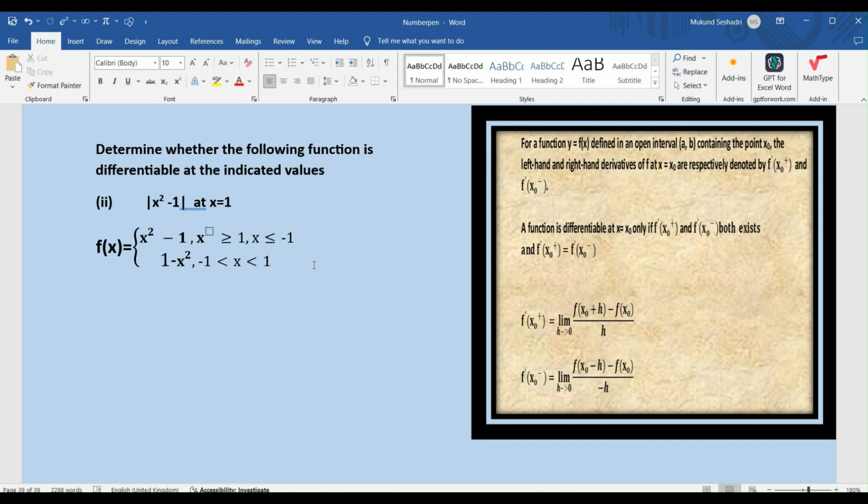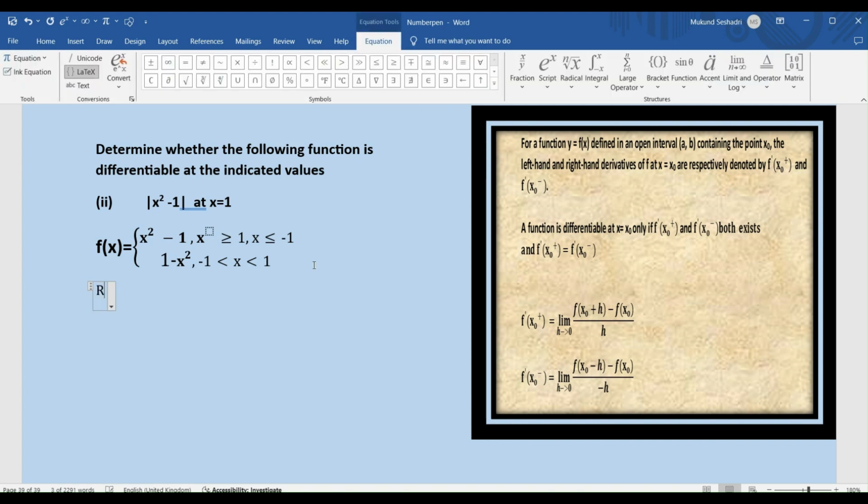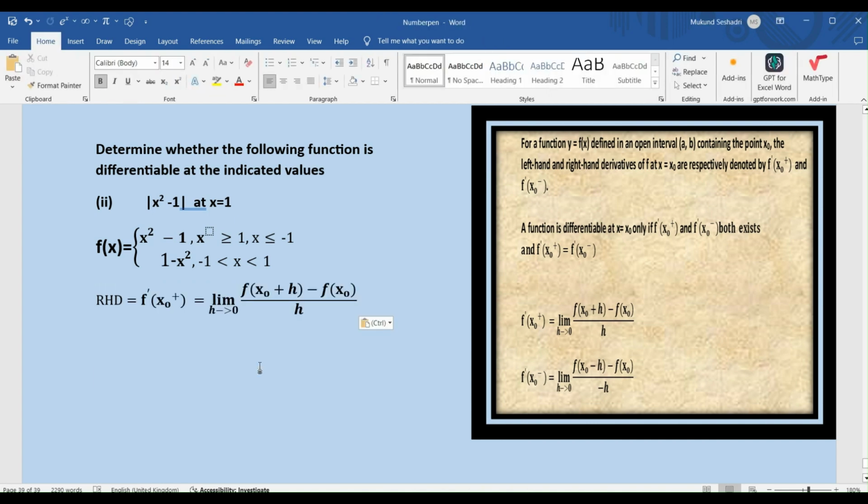So we know that we will have to start off with our RHD. So let me write that. RHD is f dashed of x naught plus, which means I'm going to estimate the right hand derivative, and at x naught equals 1, I can comfortably replace my x naught with 1, right? So wherever I have x naught, I'm going to replace it with a 1 and then further do a substitution for f of 1 plus h and f of 1, right?